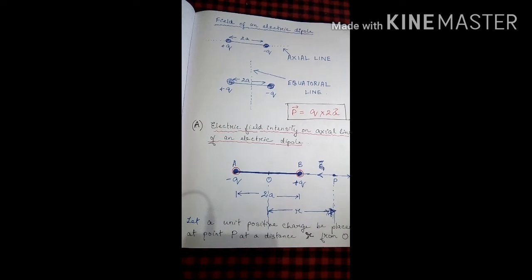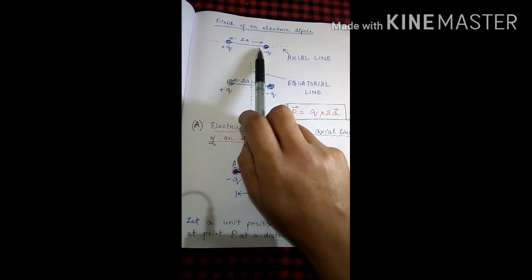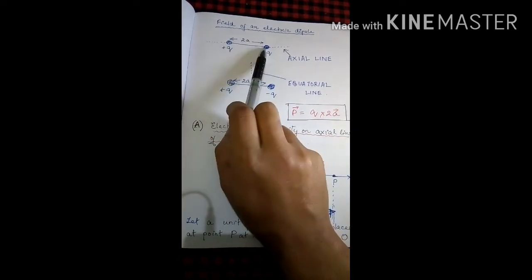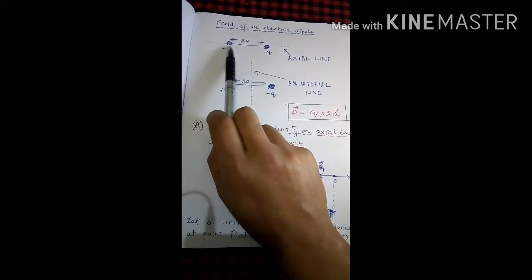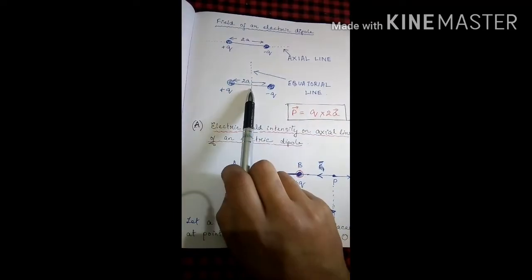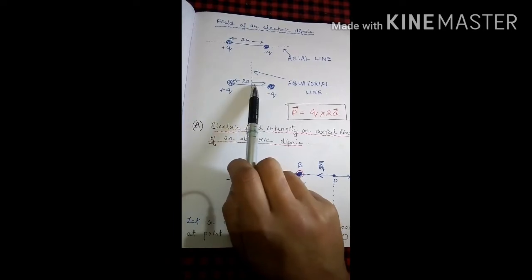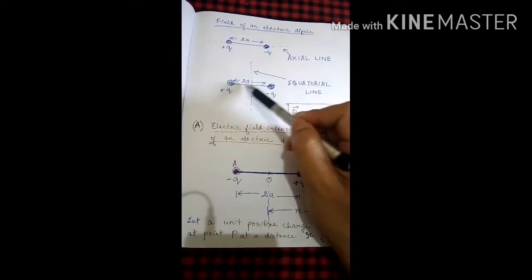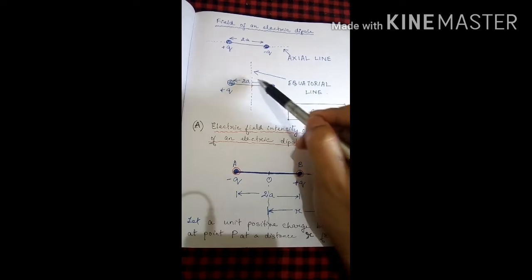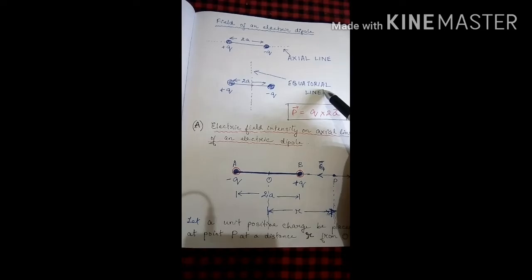So first of all, let's see what a dipole is. As already discussed, a dipole consists of a system of two opposite charges, plus q and minus q, separated by a small distance, twice a. Now if we draw a line connecting these two opposite charges, then that line is said to be an axial line. Similarly, if we draw a line perpendicularly passing through the midpoint of the dipole, then that line is said to be an equatorial line.